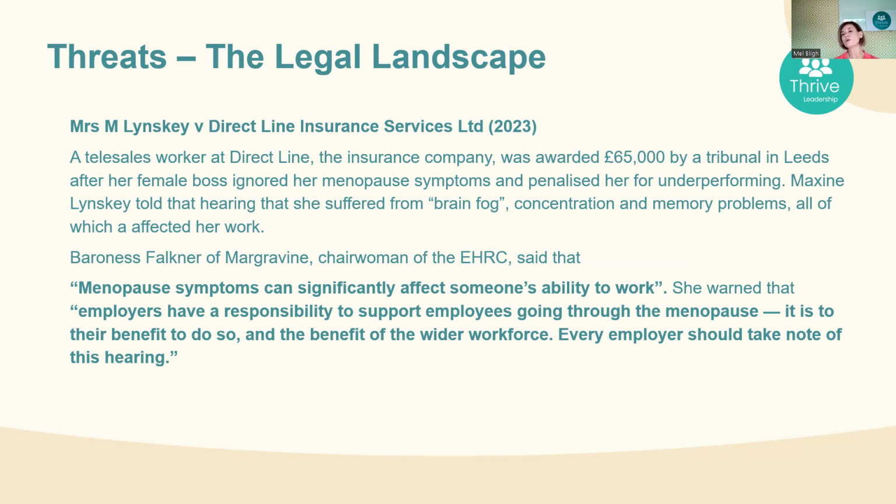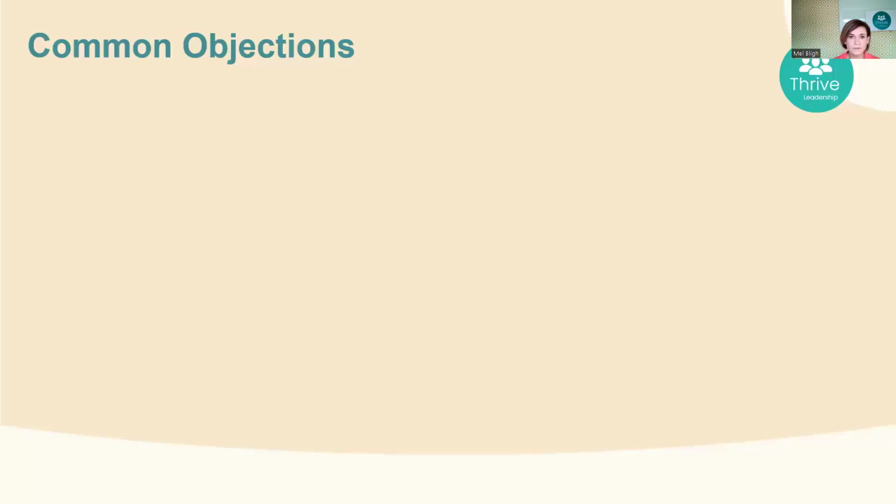Just as an aside as well, when we come to disability, clearly menopause isn't a disability, but if somebody's in that 25% bracket where they've got very severe symptoms and they're impacting them significantly for more than 12 months, that's when it will be seen as a disability in the eyes of the law. So we can't just do nothing anymore.